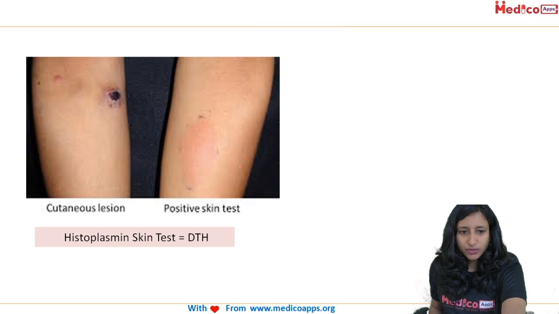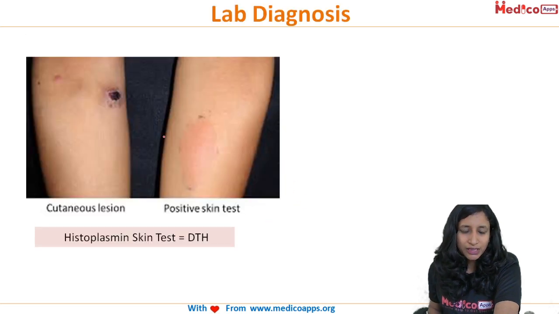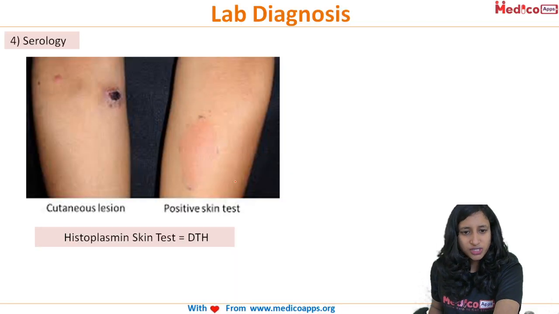So the things that you have to remember are, in mold form you see tuberculate macroconidia and tiny microconidia. So this is mostly finger-like projections, and narrow-based budding of yeast cells can be seen in the yeast form. Now this is histoplasmin skin test positive, which is used for serology.